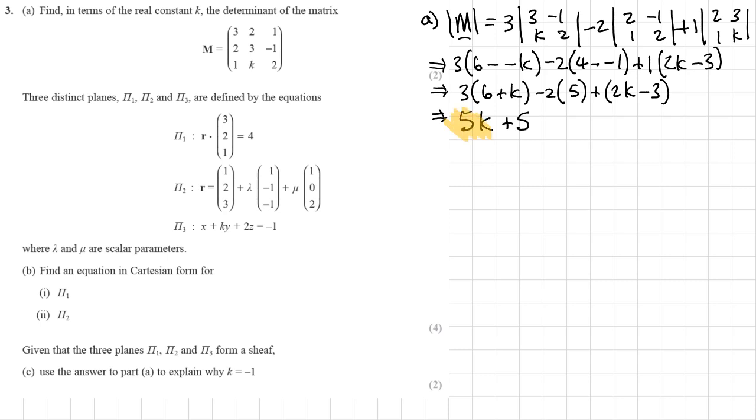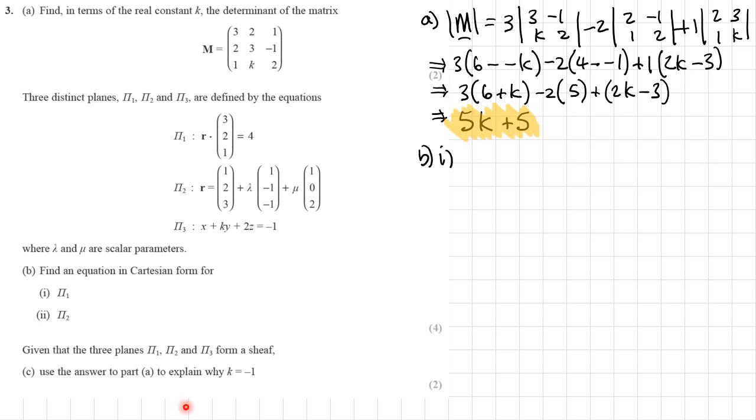so 5k plus 5 is the determinant of this matrix M. Moving on, 3 distinct planes, pi 1, pi 2, pi 3, are defined by 3 equations. Pi 1 is r dot 3, 2, 1 is equal to 4. Plane number 2, pi 2, is r is equal to 1, 2, 3, plus lambda 1, negative 1, negative 1, plus mu 1, 0, 2. Plane number 3 is given by x plus ky plus 2z is equal to negative 1, where lambda and mu are scalars. Part B, there's 2 parts to part B.